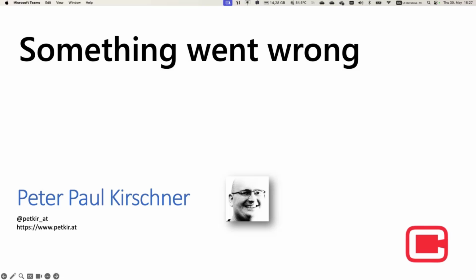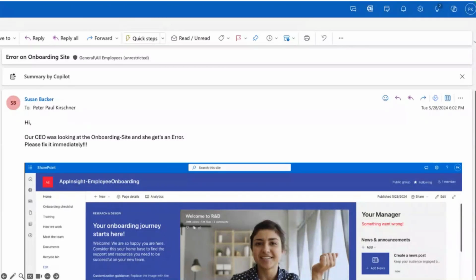I'm taking a look at some samples and issues, and they are really simplified to explain it easier. The first thing is I received an email from Susan Baker, and she tells me that our CIO has a big problem with our onboarding site. This is a default template from SharePoint, and I added one little thing. I added a web part here, and what we can see in the screenshot is that something went wrong.